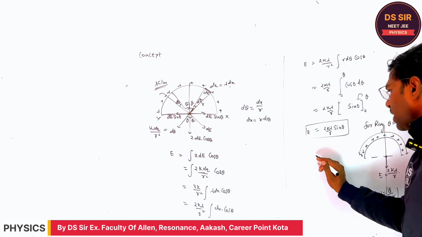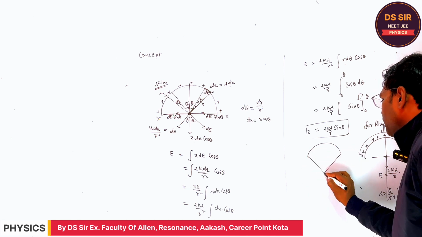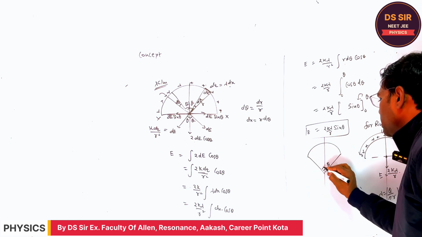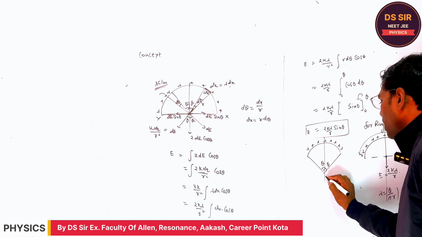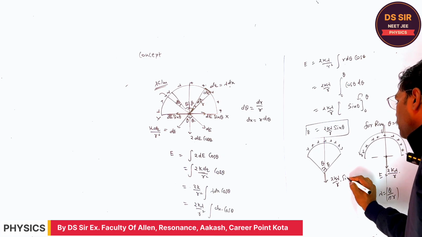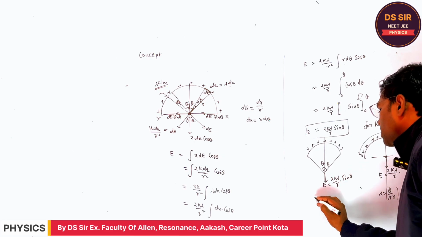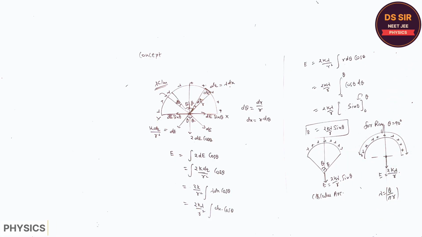Yes. But for an arc, if this is the circular arc, and this angle is theta, this angle is also theta. This is for the circular arc. The electric field will be 2k lambda upon r into sin theta. This is for the circular arc. So first copy this, right?